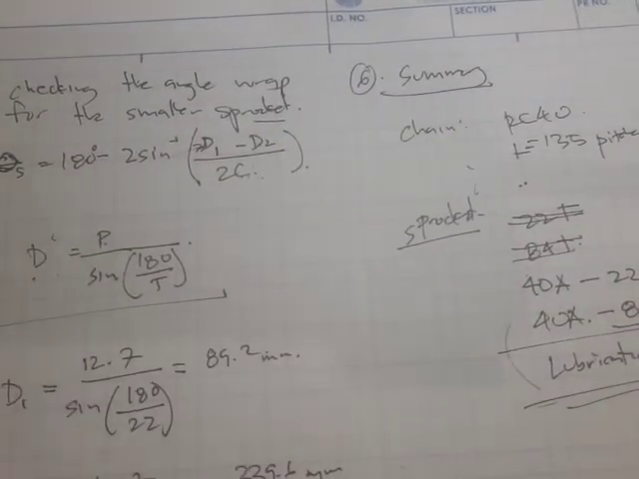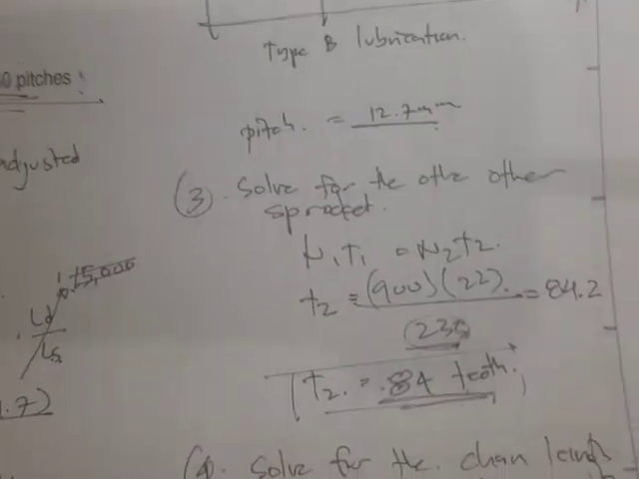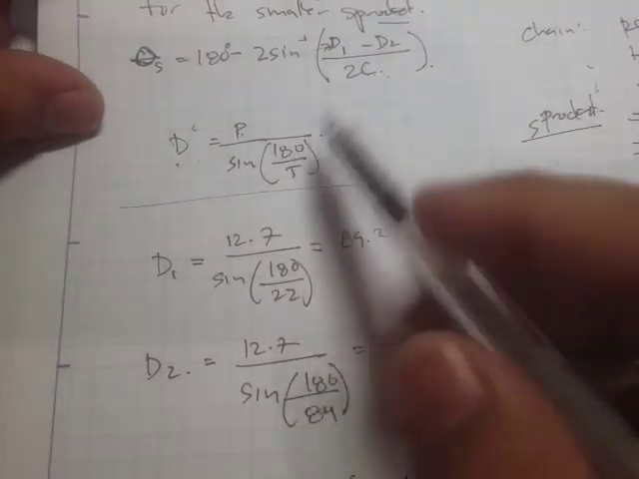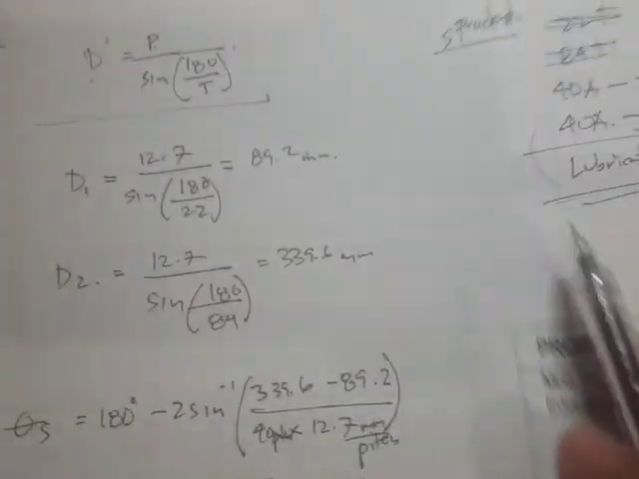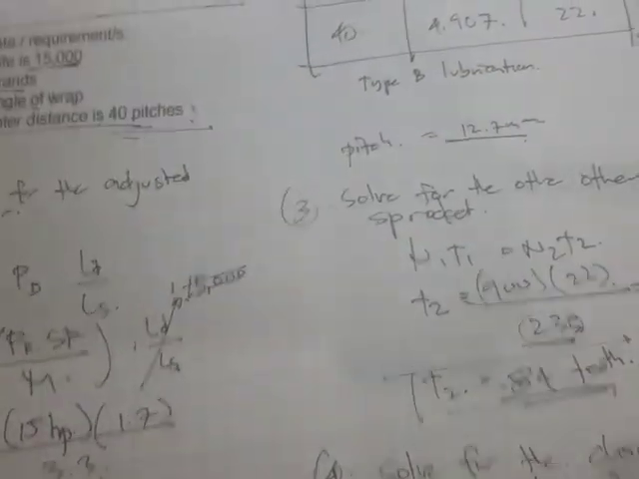Okay, so what's new in this problem is that we were able to solve for the angle of wrap, and also for the pitch diameter. Okay, so I think that's all.